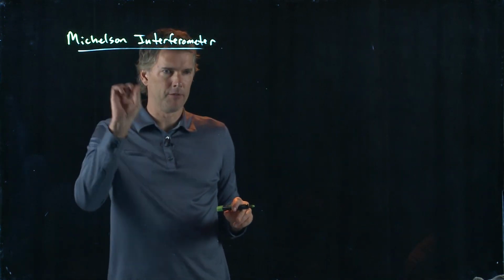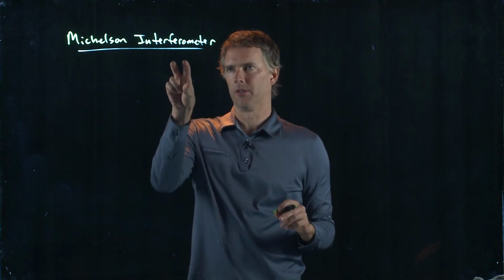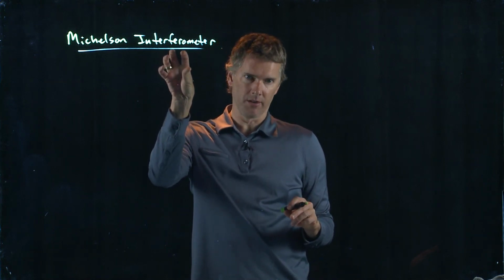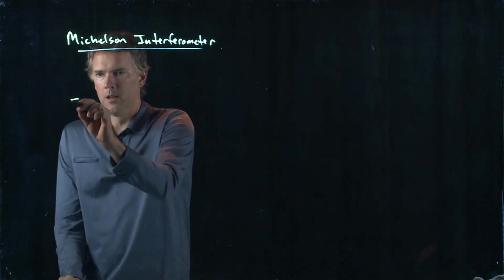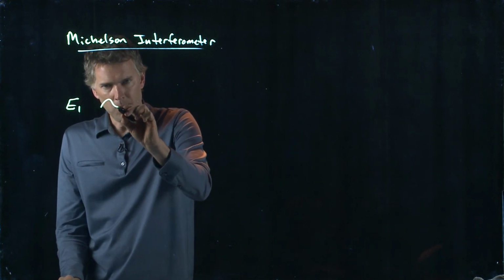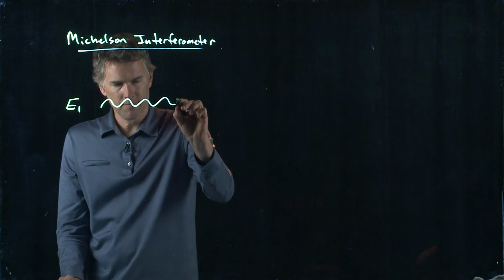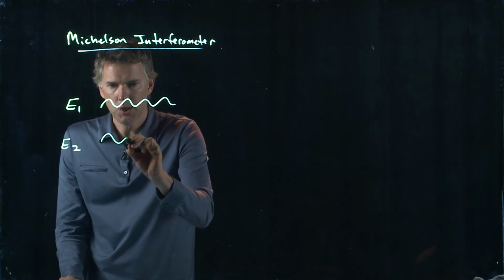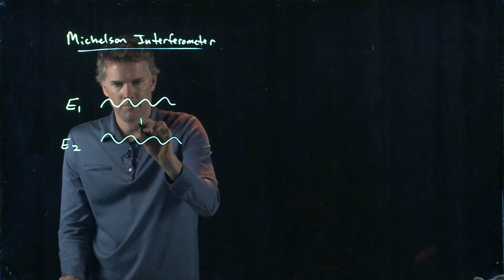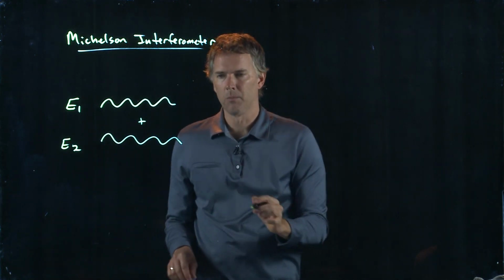So, what do interferometers do? Well, let's look at the name. There's interference in the name, and that's exactly what they do. Interferometers will take an E1 and they will add it to an E2 to get some resultant field.